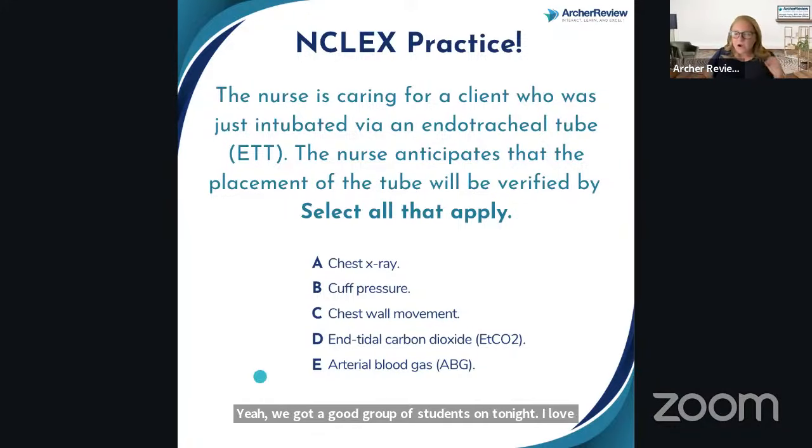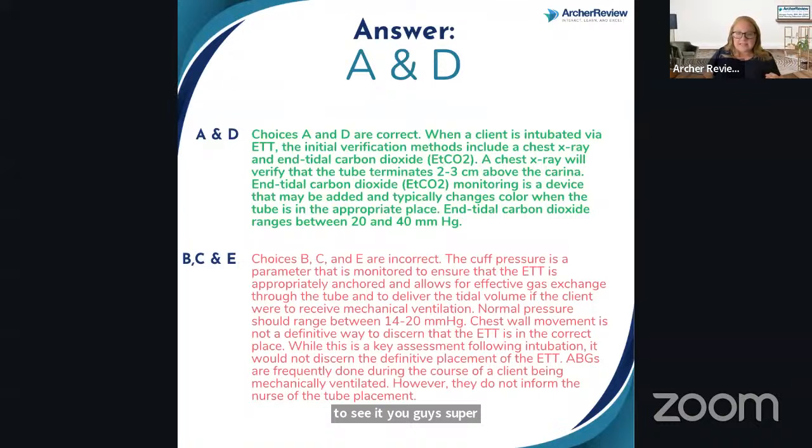Super smart. You are absolutely correct, A and D. Let's talk about A first, getting that chest x-ray. Okay, listen up. Buzzword. Chest x-ray is your gold standard for ET tube placement. If you get one of those questions that ask you what the gold standard is, number one best way to do it, take a chest x-ray. Why? Because that is the only way we are actually going to be able to see with our eyeballs where that tube is. We can use other methods to guesstimate and make sure they're breathing, but we're not going to be able to see exactly where it is.